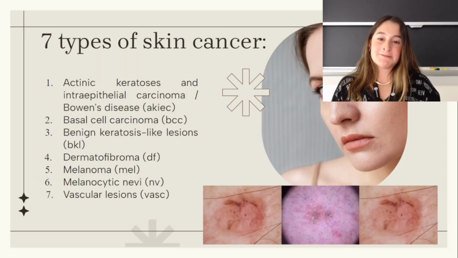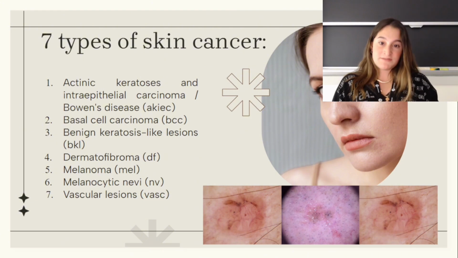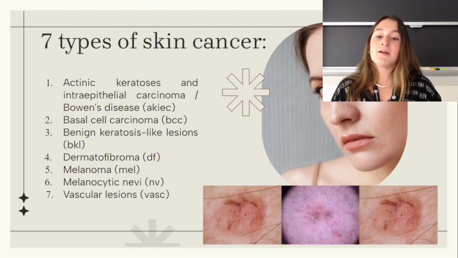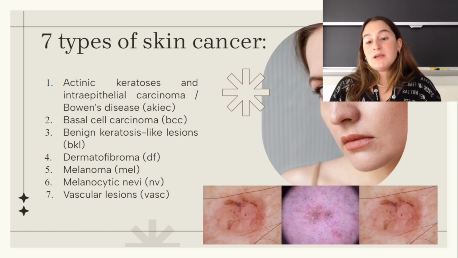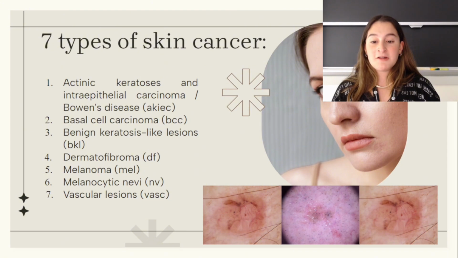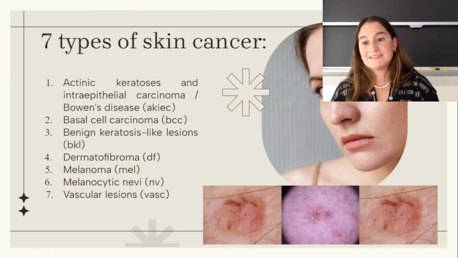So for this project, the subtypes of skin cancer that I use as categories for my machine learning model were actinic keratoses and intraepithelial carcinoma, also known as Bowen's disease, which I labeled as AKIEC. The second one is basal cell carcinoma, which I labeled as BCC. The third one is benign keratosis-like lesions, which I labeled as BKL. The fourth one is dermatofibroma, which I labeled as DF. The fifth one is melanoma, which I labeled as MEL. The sixth one is melanocytic nevi, which I labeled as NV. And the final one is vascular lesions, which I labeled as VASC.